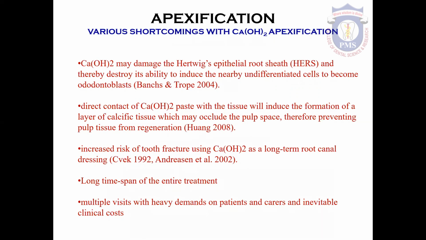But this routine apexification procedure has various shortcomings. Calcium hydroxide may damage the Hertwig's epithelial root sheath and thereby destroy its ability to induce the nearby undifferentiated cells to become odontoblasts. There is increased risk of tooth fracture using calcium hydroxide, and the long time span of the entire treatment and multiple visits place heavy demands on patients and caretakers, with inevitable clinical cost.